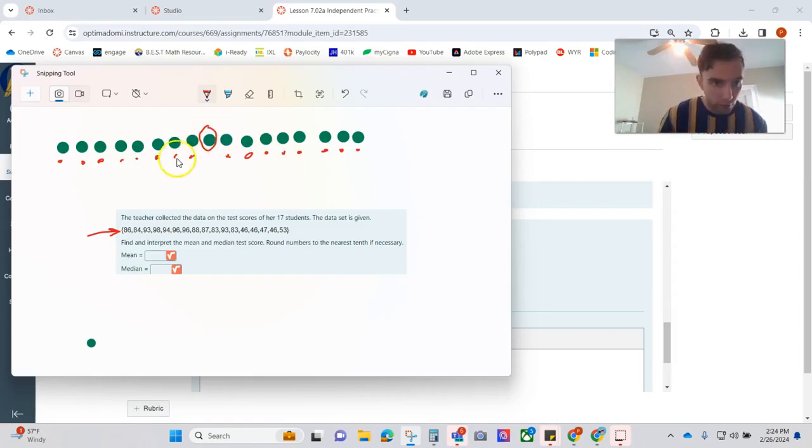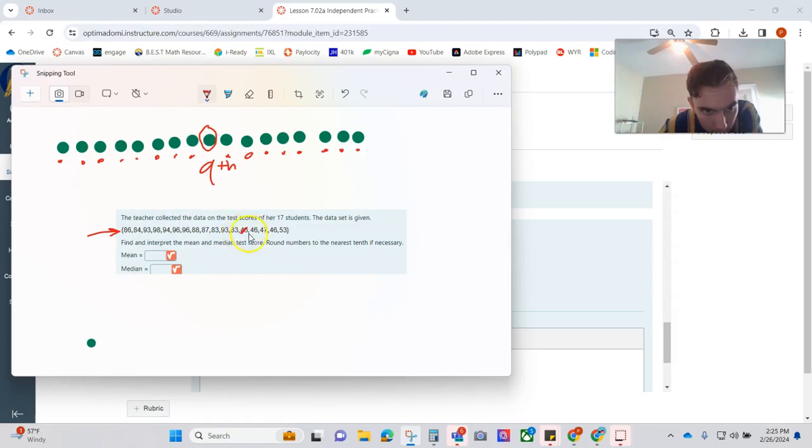Let's just double check. 1, 2, 3, 4. Okay, 8 on each side. So it looks like my median is my 1, 2, 3, 4, 5, 6, 7, 8, ninth number. My ninth number is my median. So let's try and find my ninth number.